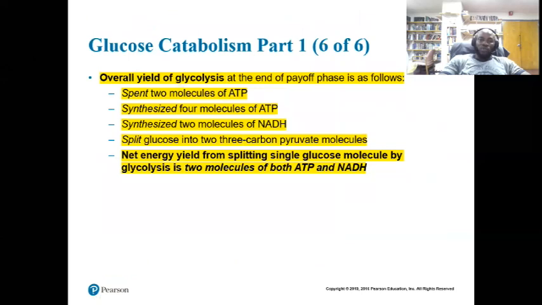Overall yield, and this is what I really want you to know: you use 2 ATP, synthesize 4 ATP, so you have a net gain of 2, and you also synthesize 2 molecules of NADH, and you split the glucose. Right, so we got 2 ATP and 2 NADH out of this glycolysis.